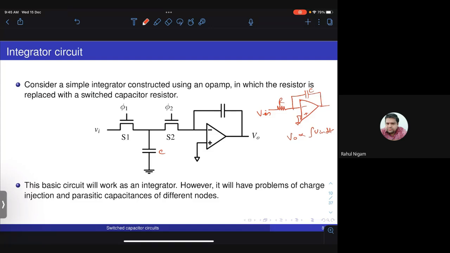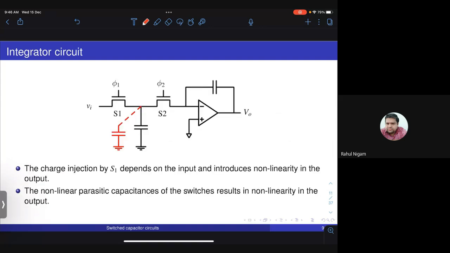Basic circuit, it will work as an integrator, no problem, but there are some non-idealities which we will look at, which cause problems in the accuracy of this integration operation. Basically it's the same things that we saw yesterday, charge injection, clock feedthrough, but how to address that we will see.